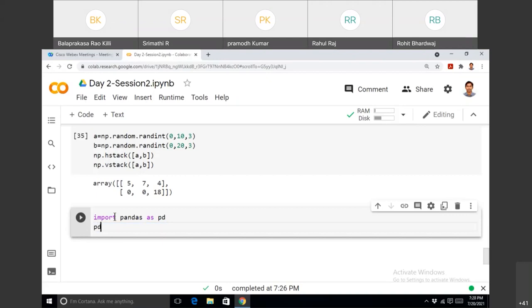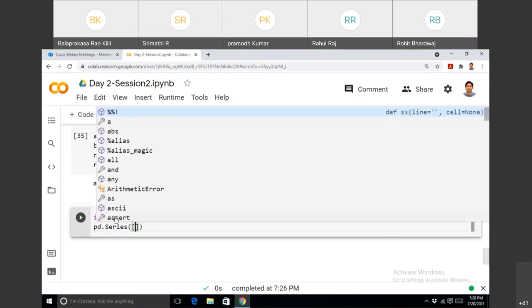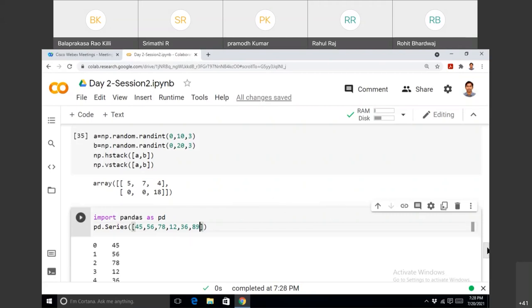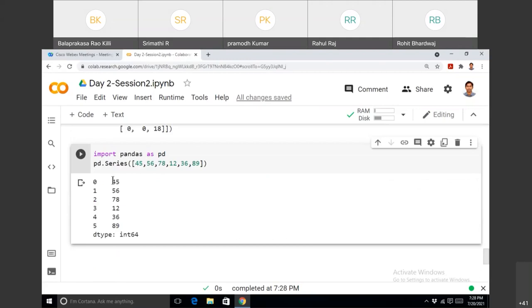So there is a command called pd.Series. That means it will convert the input to a series. So let me give a list as an input. Let me give 45, 56, 78, 12, 36, 89. Let me give this one. Now you see the output of pandas. If you see this one, it may look like a NumPy array. But what is the difference? The difference is that it is giving these explicit indices.